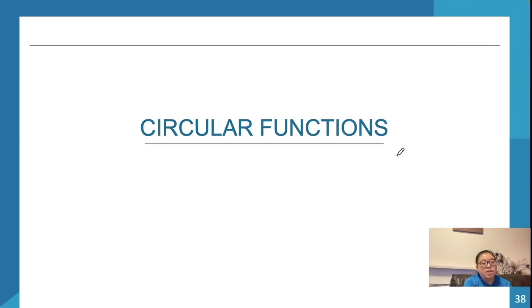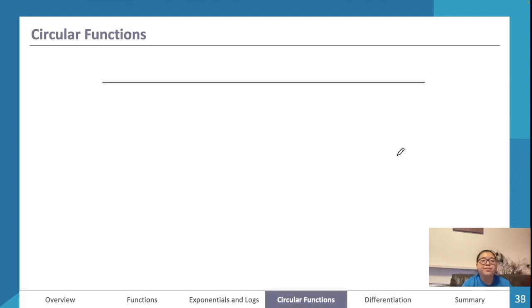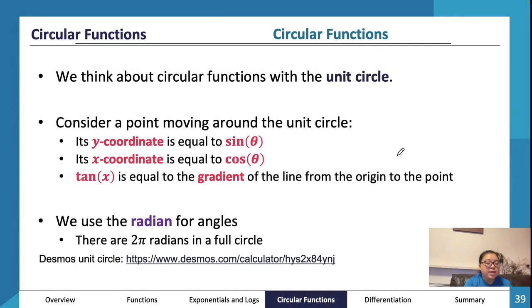Circular functions, let's talk a little bit about them. Circular functions are also one of those things that people find really annoying, and fair enough, they are quite complicated, especially when you're graphing or solving for them. When we think about circular functions, what we think about is the unit circle.